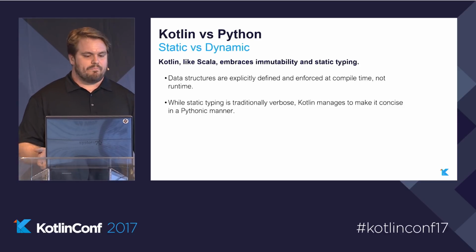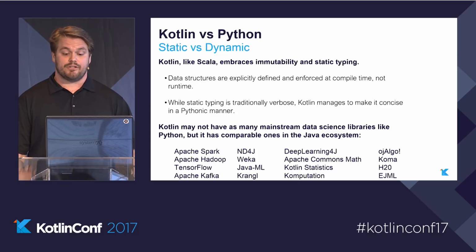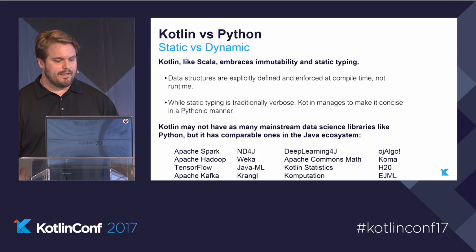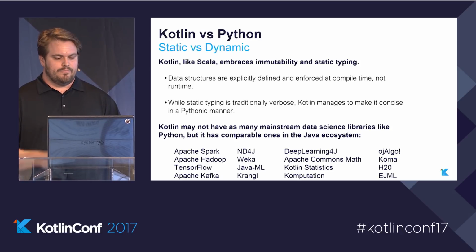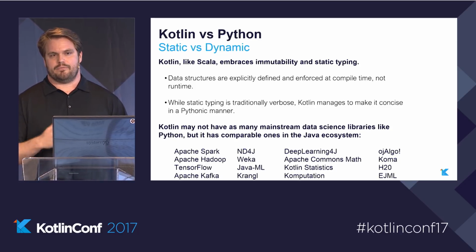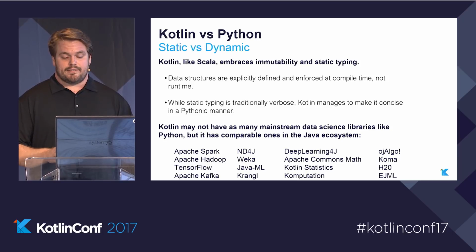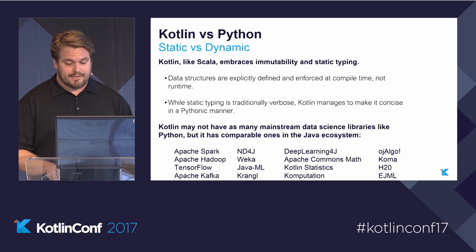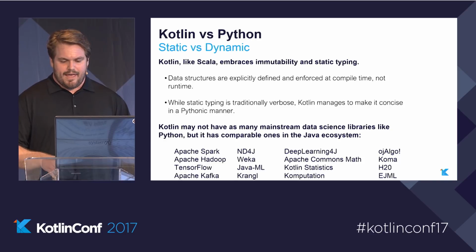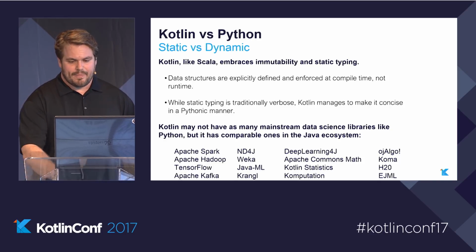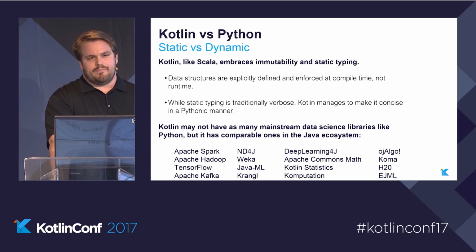So the elephant in the room is that Kotlin may not have as many mainstream data science libraries like Python does, but it does have comparable ones in the Java ecosystem. So Apache Spark, of course, works with Kotlin perfectly because it has a Java interface. There's even some Kotlin-focused data science libraries in development. So Kotlin-Statistics, which I have developed this year and I'm going to show a few examples from. There's also Krangle, which is a data frames library, as well as Koma and computation.